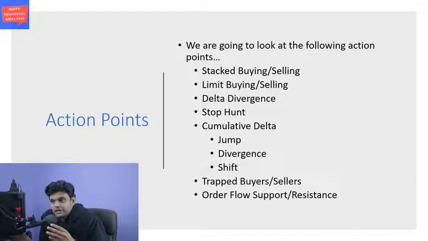Hopefully we find an example. I believe we have an example. Cumulative delta, again we spent a lot of time on that. We also saw these three types of signals: the cumulative delta jump, divergence and shift. All right. Trapped buyers and sellers, this we haven't seen yet, but we will see it today. And order flow support and resistances. So is there a way where order flow charts can be used to find supports and resistances in the market? Well, there is. All right. And we will also look at that.